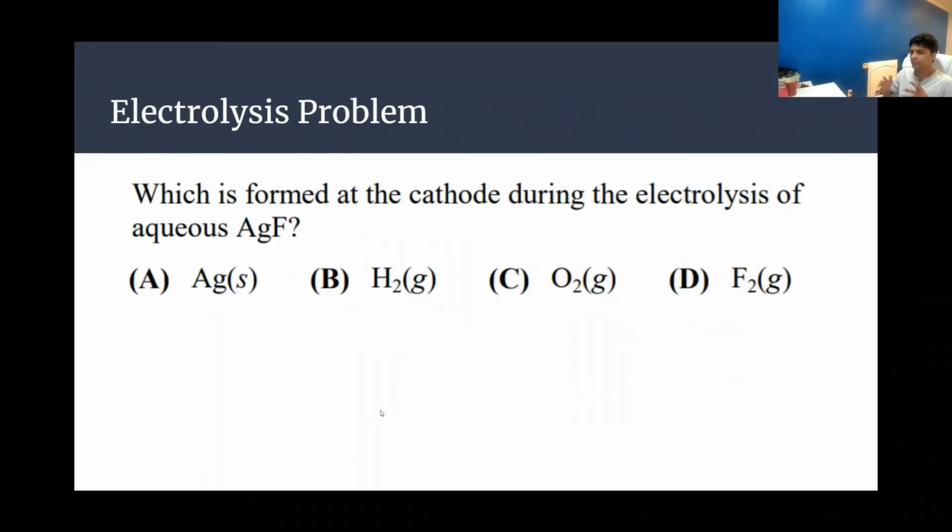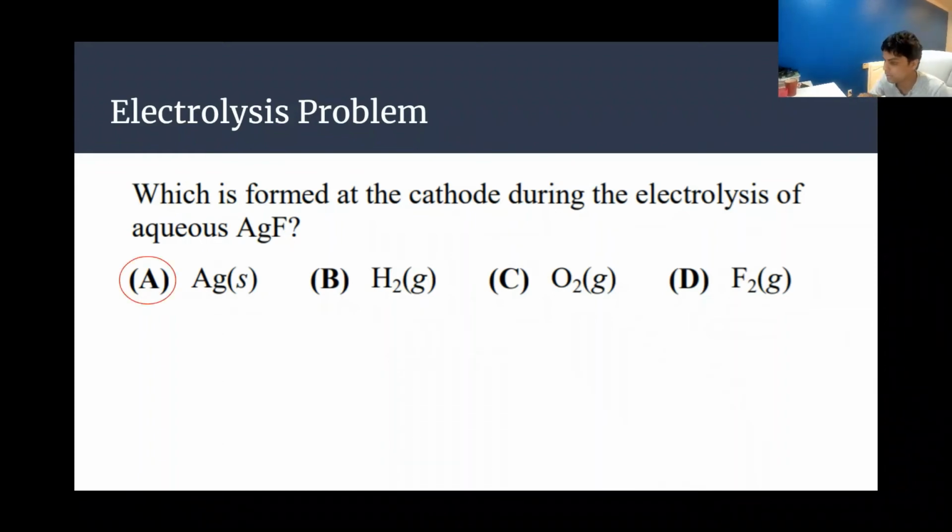So let's take a look at this problem. Which is formed at the cathode during the electrolysis of aqueous silver fluoride? And if you're feeling inspired, do the anode too. Assuming you had a go at it, you can pause the video. So the answer is A.